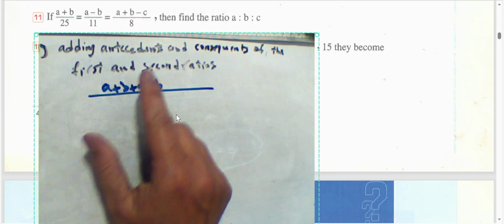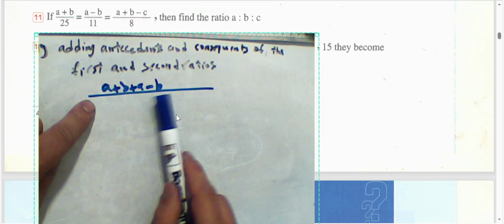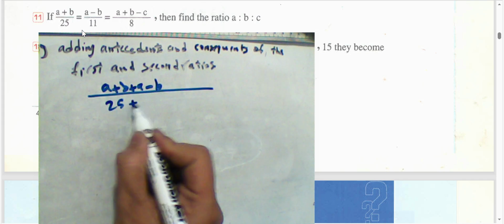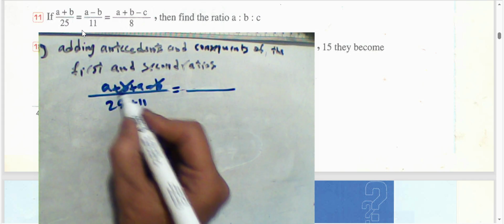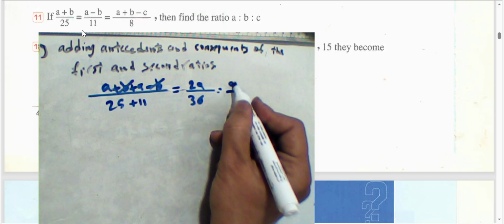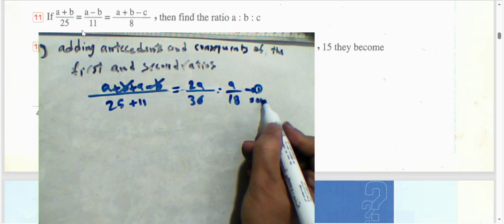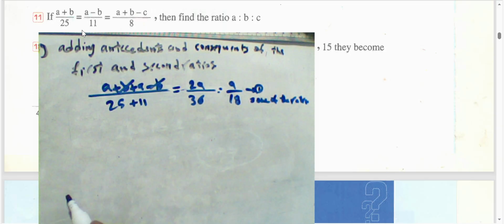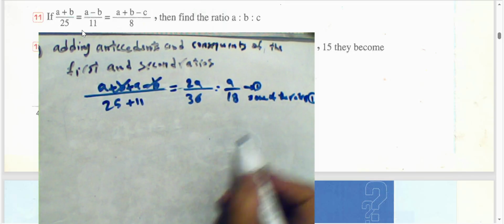I write by adding antecedent and consequent of the first and second ratios, a plus b plus a minus b, up and down, 25 plus 11. The result will be 2a minus b plus b equals 0, and then we have 2a, and down 36, we can simplify, then we have a over 18. It's relation number 1, equal 1 of the ratios.